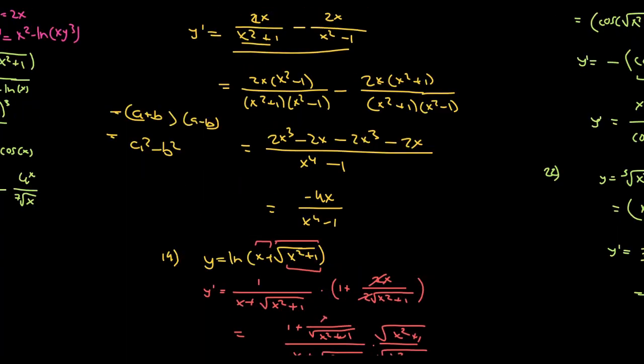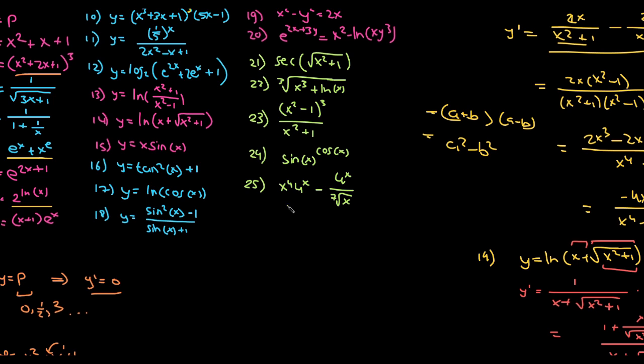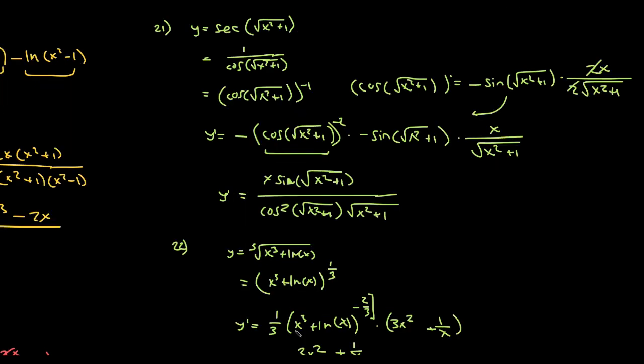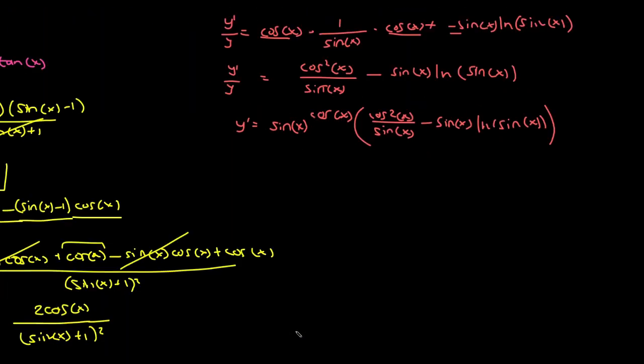Alright, so the last one now is gonna be this mess, whatever this is. X to the 4th times 4 to the x. Let me actually copy that on paper. Okay. Minus 4 to the x divided by 7th root of x. Alright, here we go. Let's scroll down.